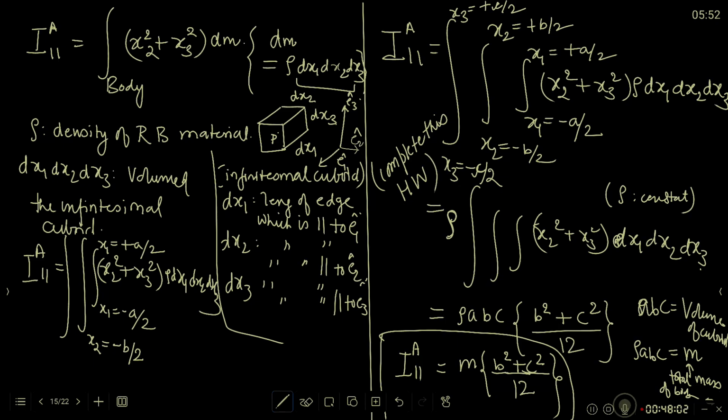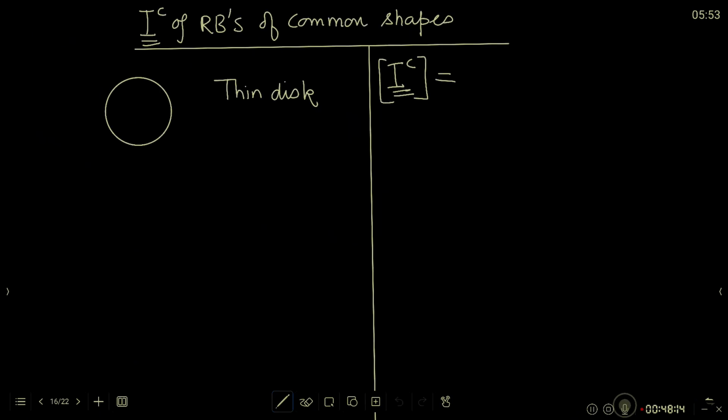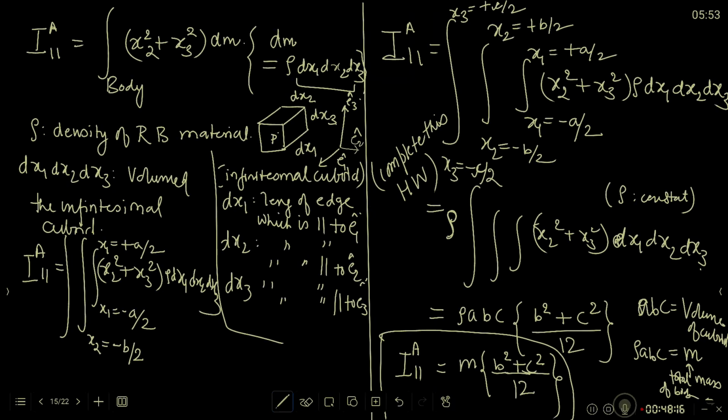Once you have IA11, you can actually recognize the pattern that is appearing in the IA11 expression and write the expressions for IA22 and IA33 directly without again repeating the integration process for those. And those patterns are very easy to recognize. See, IA11 is turning out to be M times b square plus c square by 12, right?